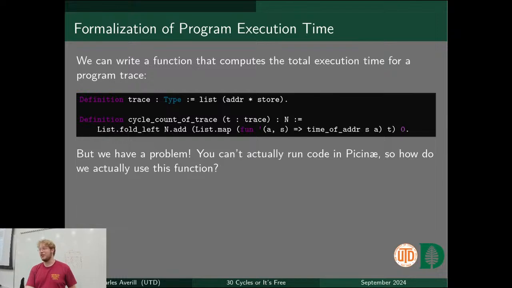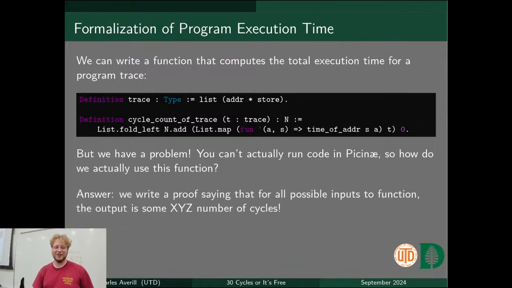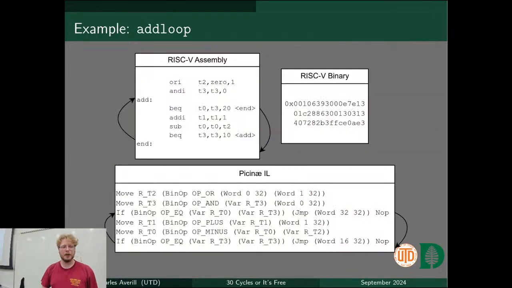It's going to feel obvious once I say it. We're going to write a proof. We're going to write a proof saying that for all possible inputs to some function, the output is some XYZ number of cycles. So we say for all inputs, cycle count of trace T, which is the trace at the end of the function, it's going to be this expression that we were talking about, the timing expression, right? So let's look at a tiny example.